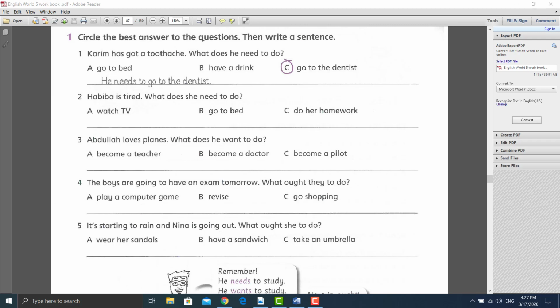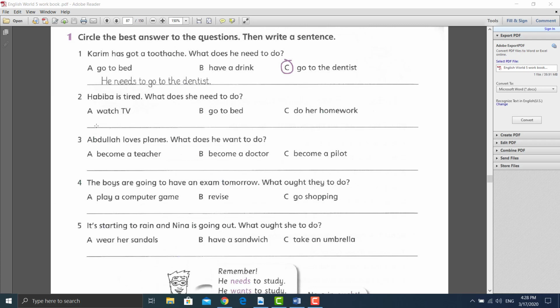Okay, number 2. Habiba is tired. What does she need to do? When you feel tired, what do you need to do? Watch TV or go to bed or do your homework? Yes, you are right. Of course, go to bed to have a rest. So, she needs to go to bed. Write down. She needs to go to bed.